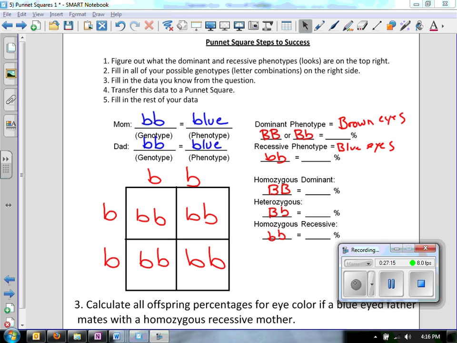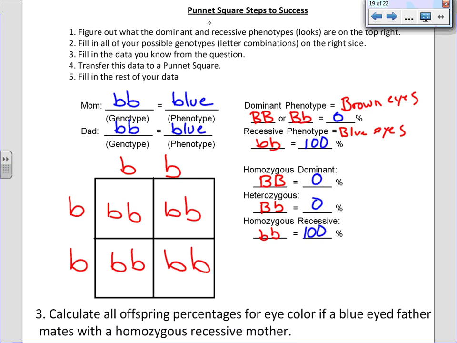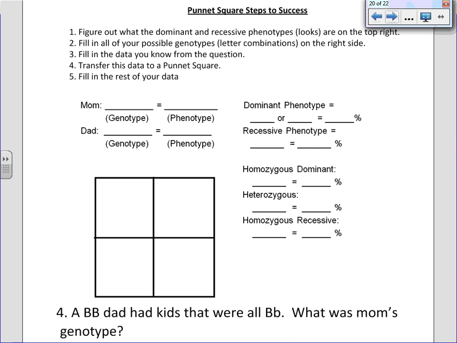Which gives you a filled out Punnett square that looks like this. Which gives you a final answer that looks like this. None of the kids will have brown eyes, 100% of them will have blue eyes, none of them will be homozygous dominant, none of them will be heterozygous, and all of them will be homozygous recessive. Now try problem 4 on your own. In this case, it can be a little tricky because you might have to work backwards a little bit. Make sure you fill out steps 1, 2, and 3, and then try the problem on your own. You should press pause now, and when you are ready to check your answer, press play.